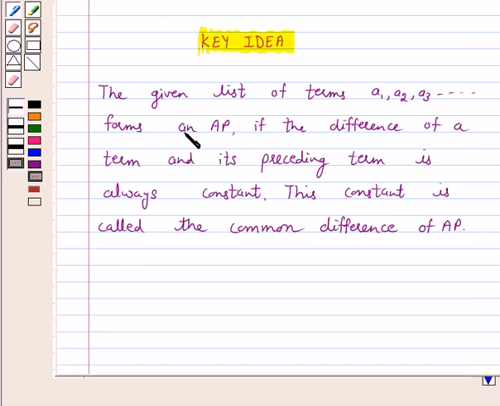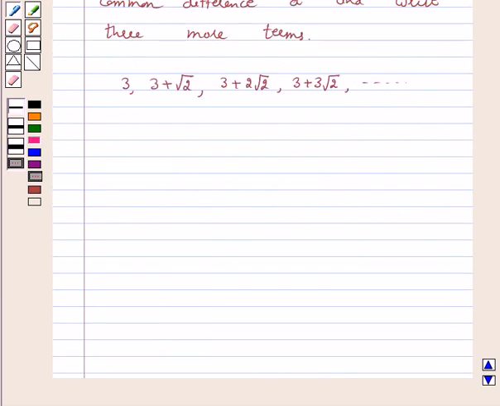We know that the given list of terms A1, A2, A3 and so on forms an AP if the difference of a term and its preceding term is always constant. This constant is called the common difference of the AP. We will use this key idea to solve the above question. Let's start the solution.